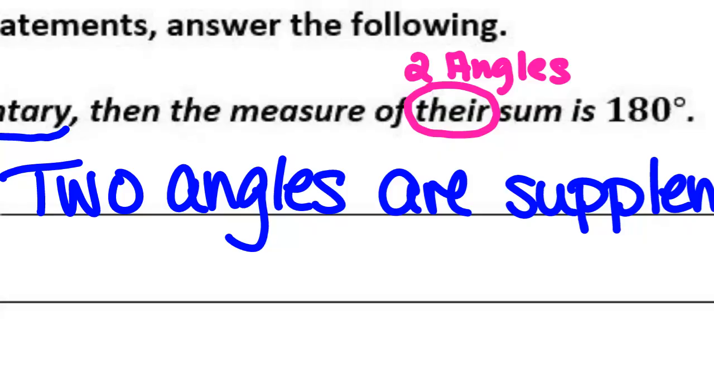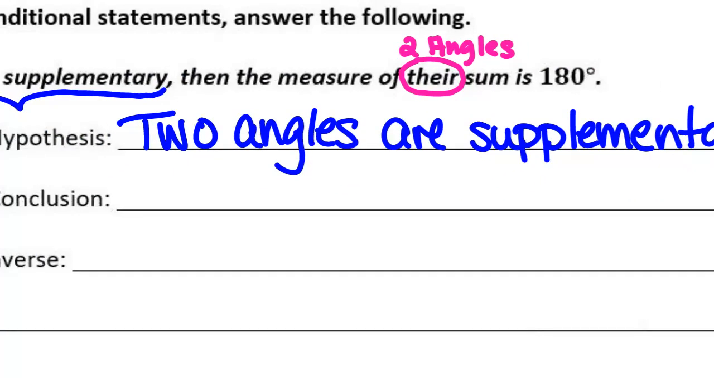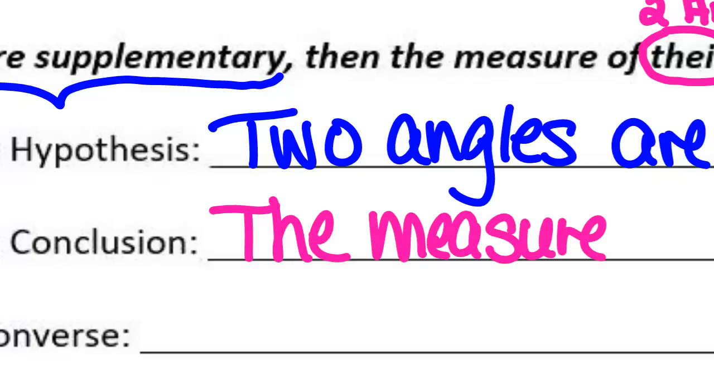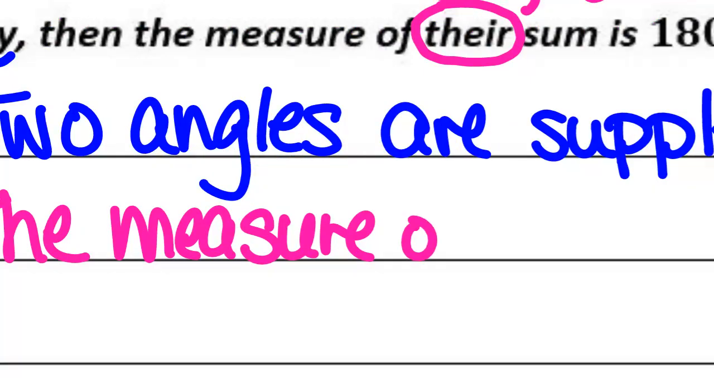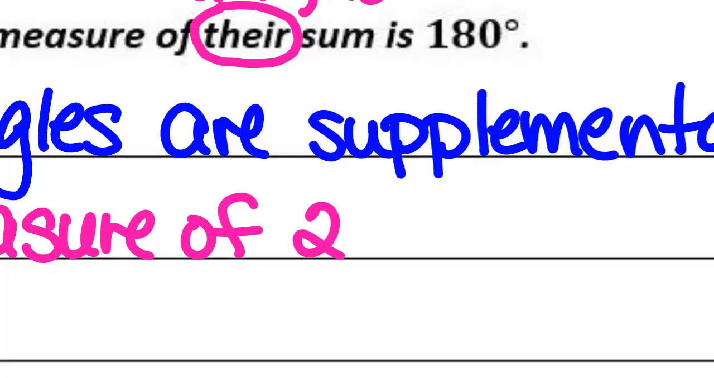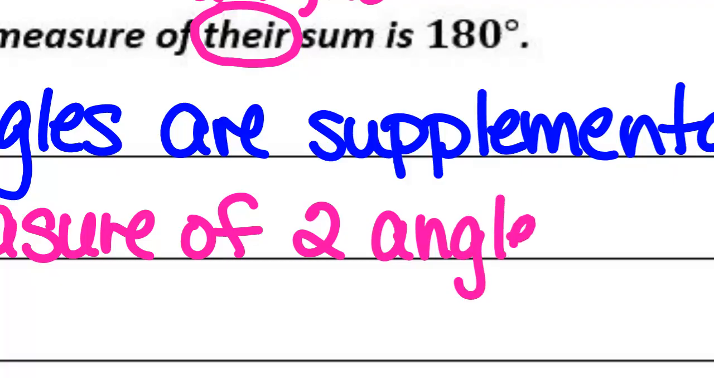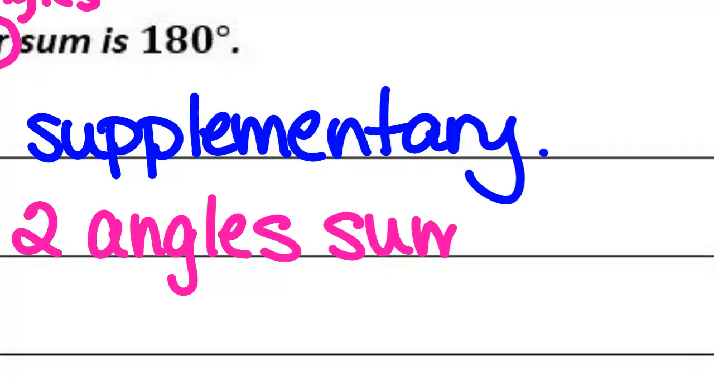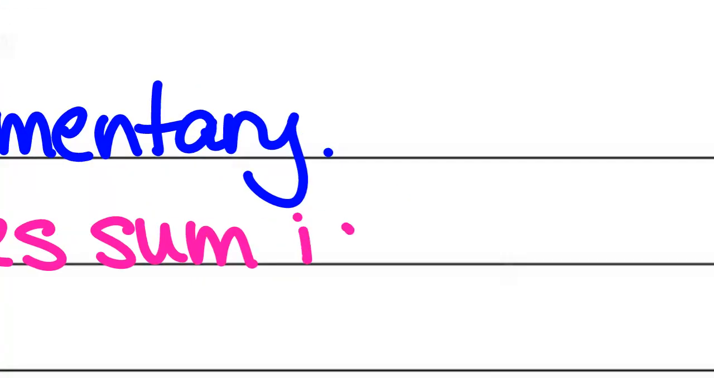Because this is a standalone sentence. And if I just walk up to somebody and say, the measure of their sum is 180, they're like, what are you talking about? I need the subject of the sentence in the sentence. Starts with a capital letter. So, the measure of 2 angles sum is 180 degrees.